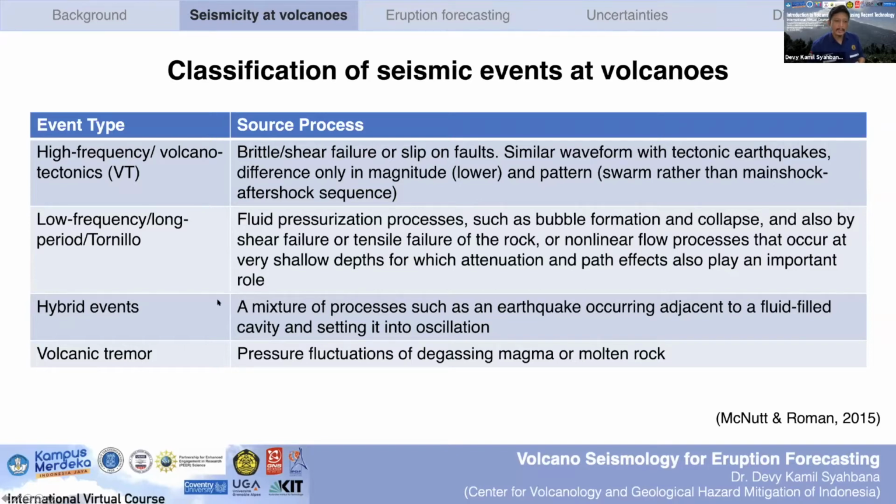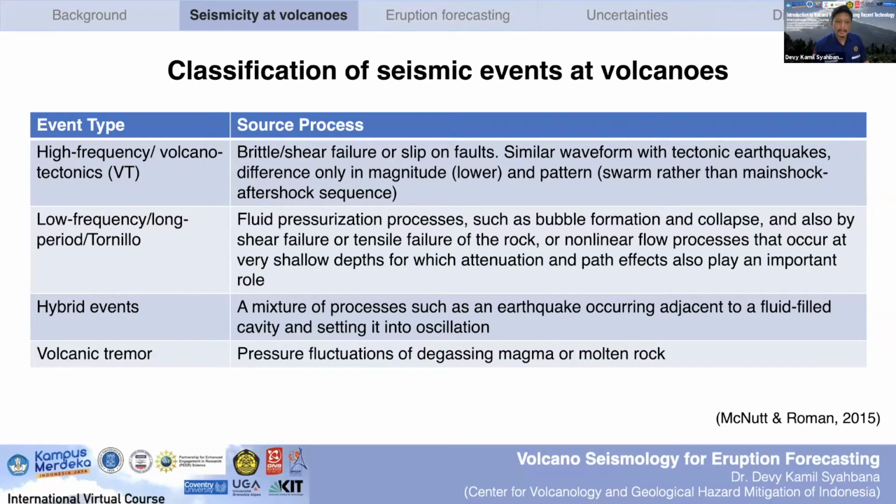The hybrid events are a mix between high frequency events and low frequency events. What I mean by mixed is that it has the onset of high frequency events and then the coda of low frequency. The process may be a high frequency earthquake occurring adjacent to a fluid-filled cavity and setting it into oscillation. This oscillation is what we see in the coda, and the earthquake at the beginning is what we see in the onset.